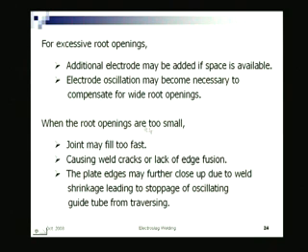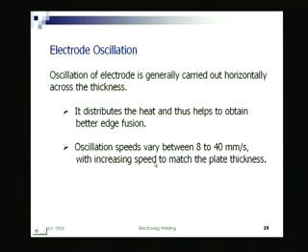Well, there are some more things. When the root openings are too small, it may cause weld cracks or lack of edge fusion. Anyway, we will see that. Oscillation of the electrode is generally carried out horizontally across the thickness. Electrodes are oscillated at times to distribute the metal more evenly. Such mechanisms are also there.